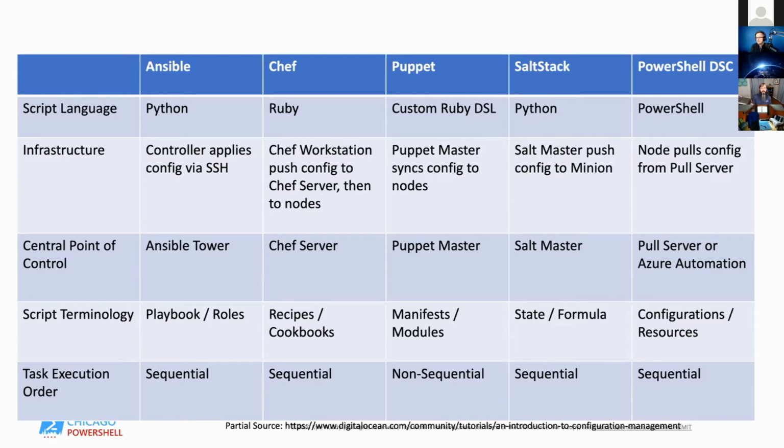Scripting and terminology gets into its own different lingo. Chef is kind of fun because it uses recipes and cookbooks. It's a humorous play off of their name. And then lastly, this is a big one, task execution order. A majority of these are going to be sequential, meaning that if you define one rule first, it's always going to be run or checked first. Puppet's the only outlier to that. It can be run non-sequentially, but it just depends on how you write it.